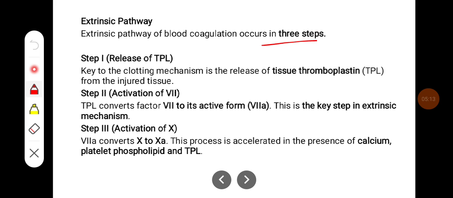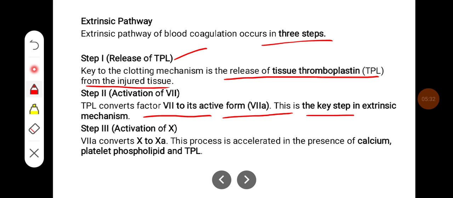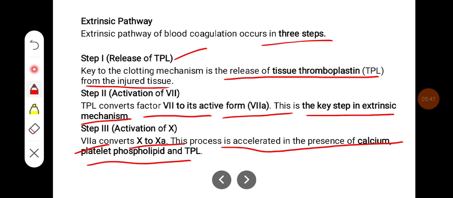Extrinsic pathway occurs in three steps. The initial step is release of tissue thromboplastin. The key to the clotting mechanism is the release of tissue thromboplastin from the injured tissue. Then the thromboplastin converts the factor 7 into active factor 7. So this is the key step in extrinsic mechanism. Then active factor 7 converts inactive 10 into active 10. This process is accelerated in the presence of calcium, platelet phospholipid, and tissue thromboplastin.